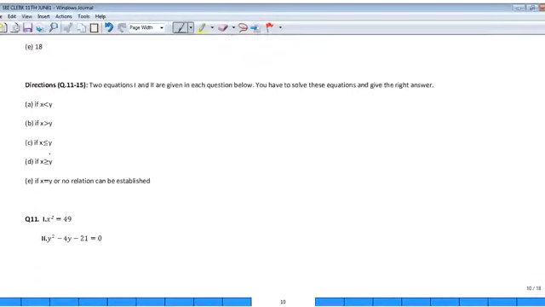Now the next part is based on quadratic equations, and the directions are: two equations 1 and 2 are given in each question below. You have to solve these equations and give the right answer. A, if x is less than y. B, if x is greater than y. C, if x is less than or equal to y. D, if x is greater than or equal to y. E, if x is equal to y or no relation can be established.